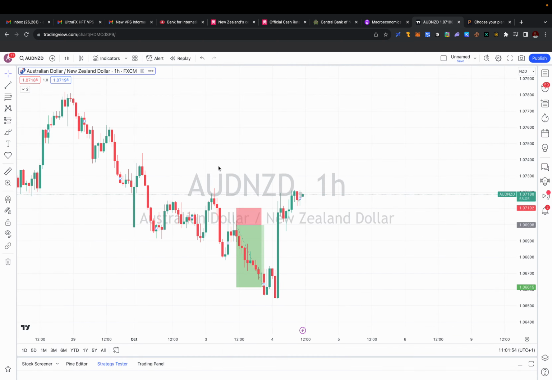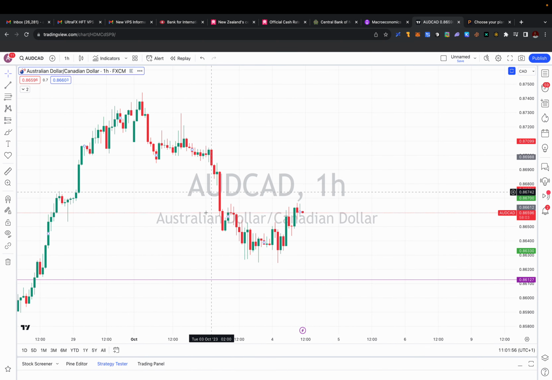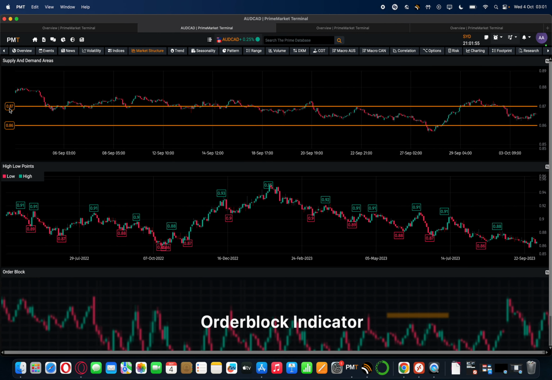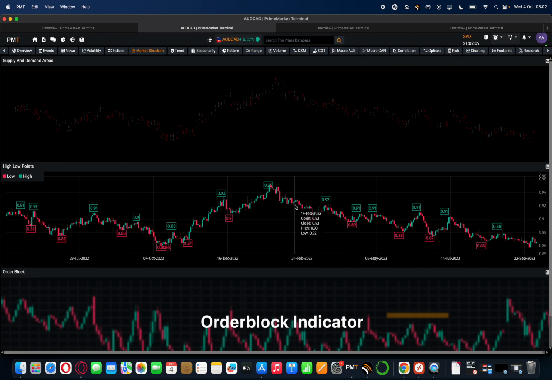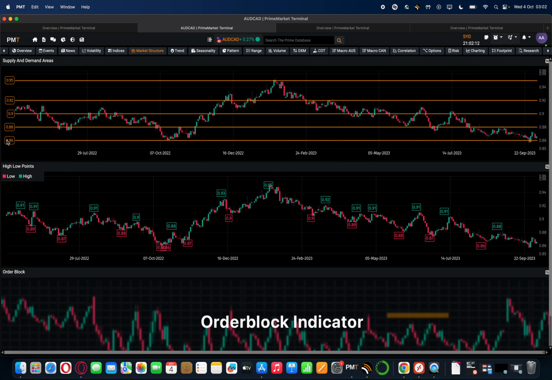So this is AUD CAD, and our key levels here are 0.87 and 0.86. We are on what time frame? Let me check. We're on the 1 hour time frame. Let me put it on the daily time frame. Okay, we have 0.86, 0.88, 0.9, 0.92.